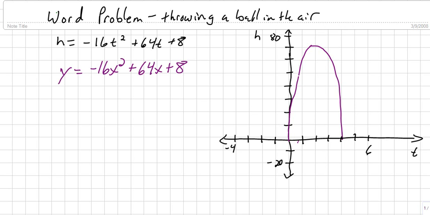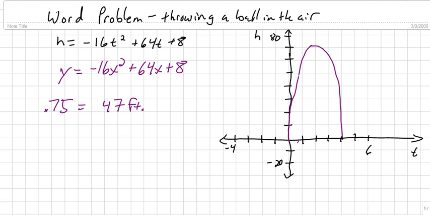So we go to our table function. We might have to set up the table by hitting second window, or second table set, and change the option to either ask, or we can go by 0.25 seconds. And when we look in the table, we're looking at 0.75 seconds. When we get to 0.75 seconds, we see that the height of the ball at that point is 47 feet. So the answer for 3/4 of a second, you have to use the table function to find that out.